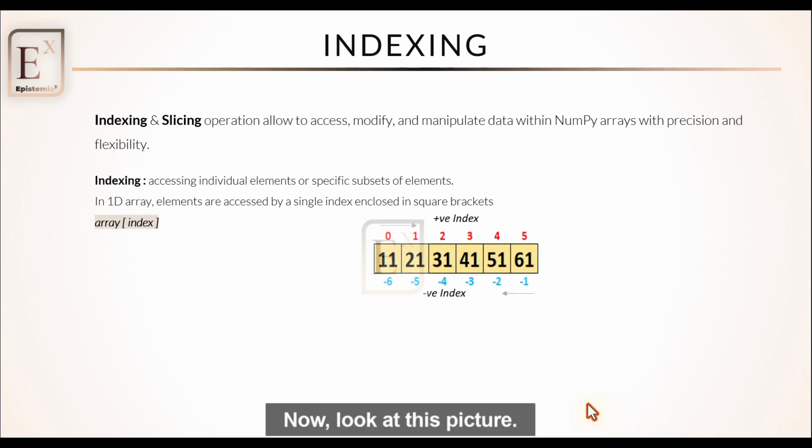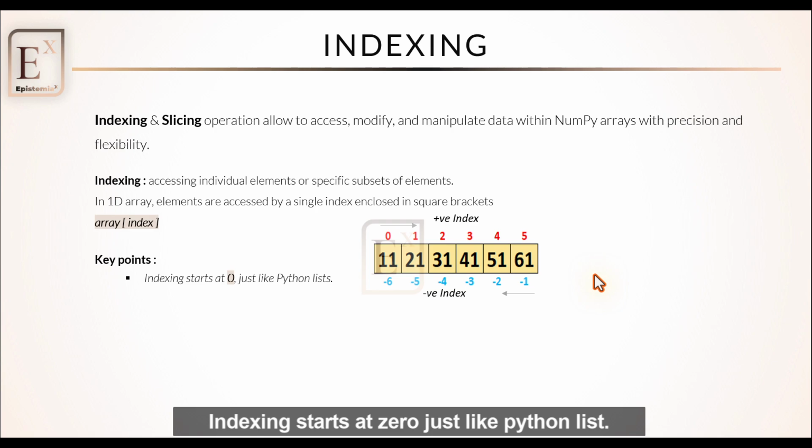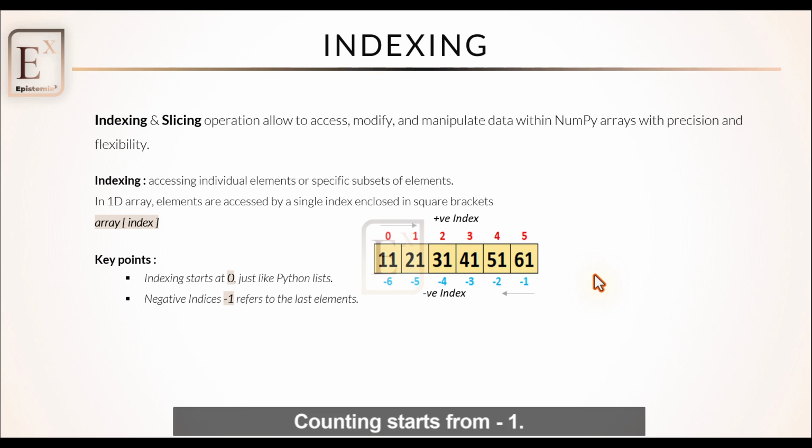Now look at this picture. You have a one-dimensional array and each box represents an element. Indexing starts at 0, just like a Python list. In positive indexing, counting starts from 0 and moves left to right, or we can say it moves in the forward direction. And negative indexing starts from right to left, or we can say in a backward or reverse direction. The last element's counting starts from -1.